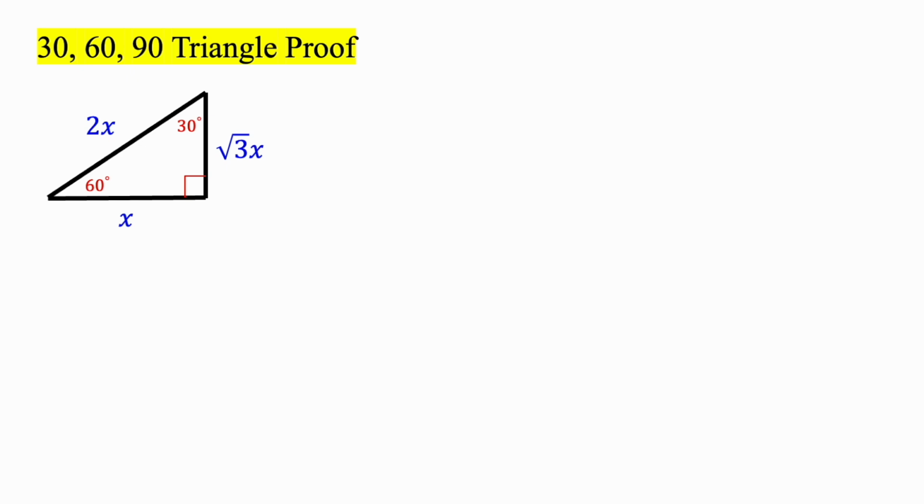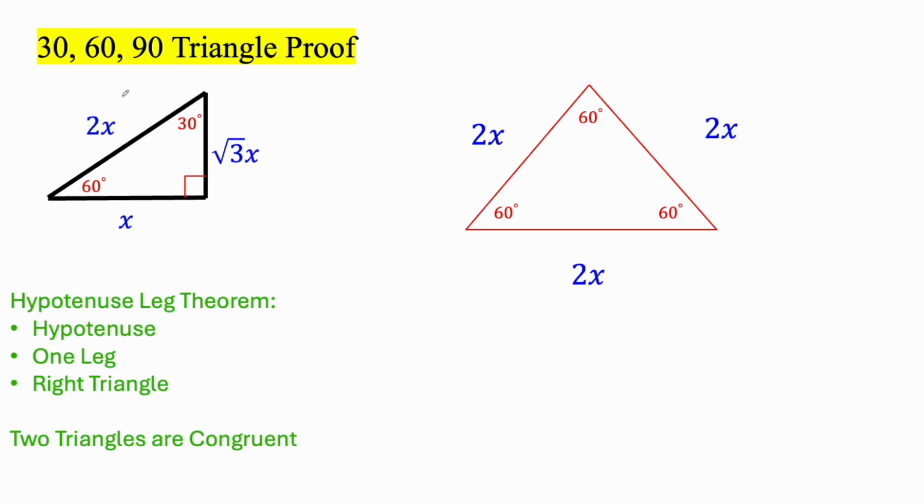Okay, in this video we're going to prove the 30-60-90 triangle proof. With a 30-60-90 triangle, the 30 degrees corresponds to x, the 60 degrees corresponds to square root of 3 times x, and the 90 degrees corresponds to 2x. And so let's prove it.